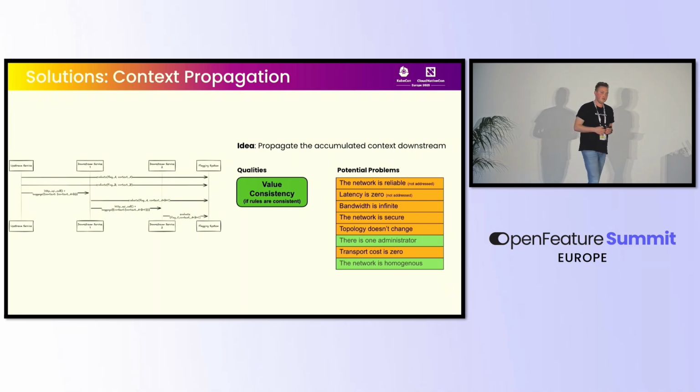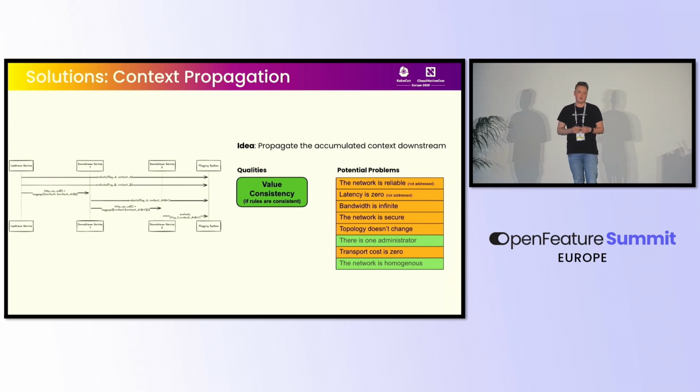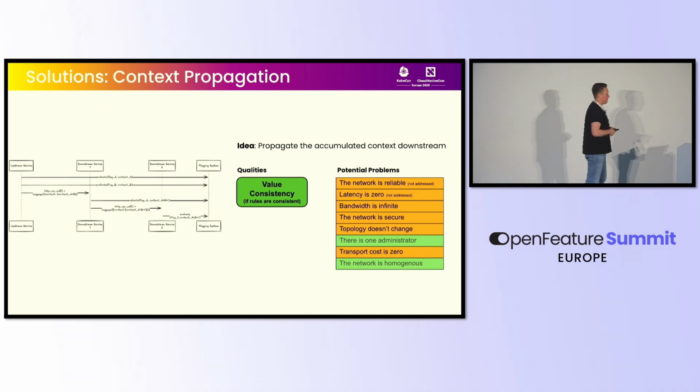It's transparent to this. Something we might like, something we might not like, but at least downstream service 2 doesn't have to know which context has to be used. We just send it all downstream, and we don't have to change our implementations. We don't have to redeploy. We don't have to coordinate between the teams. So this is something that can work. Out of this solution, we can get value consistency.